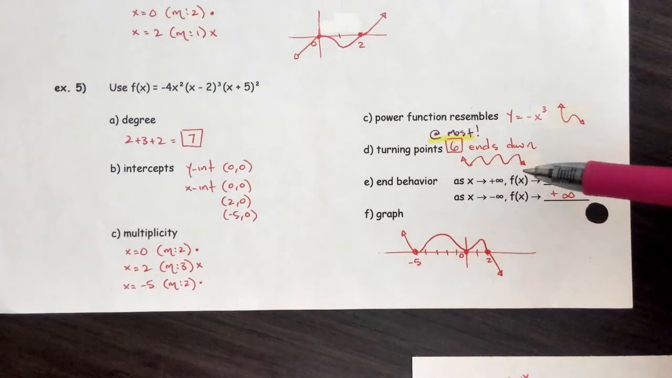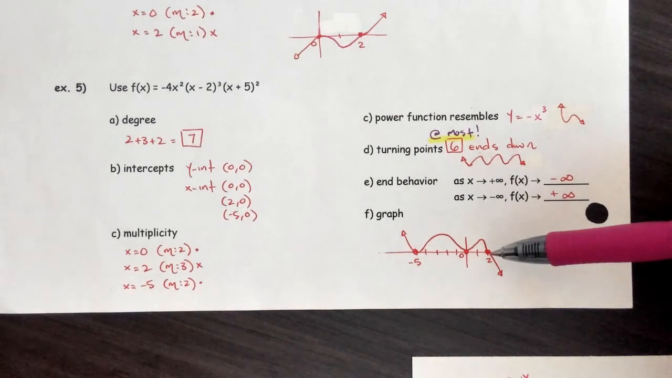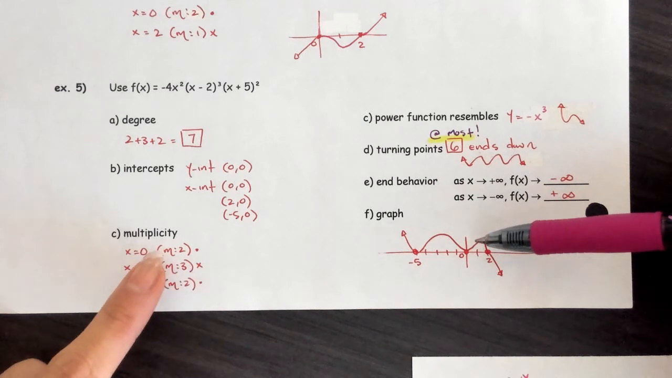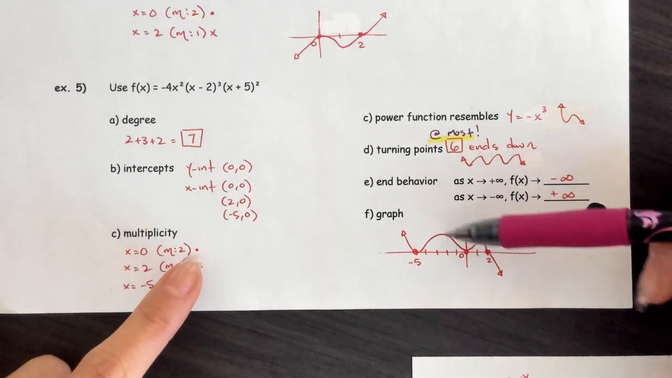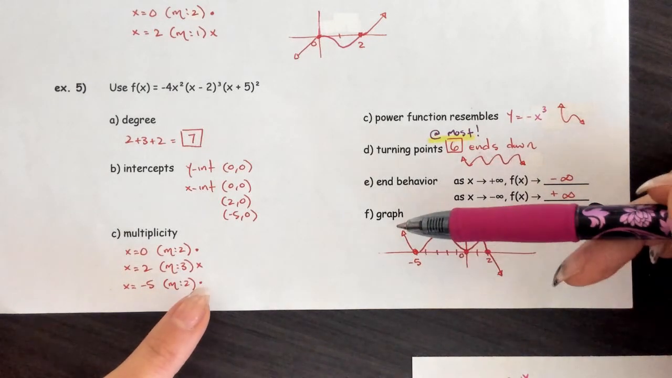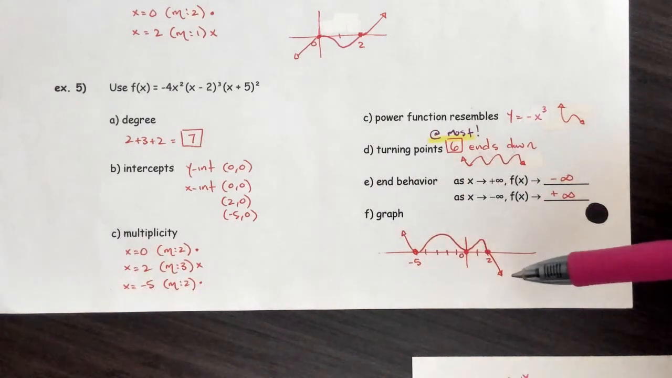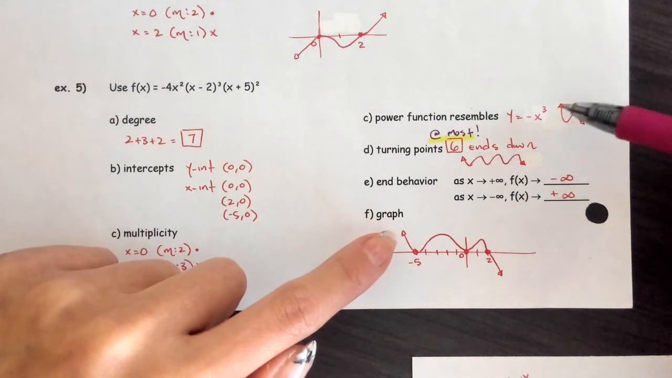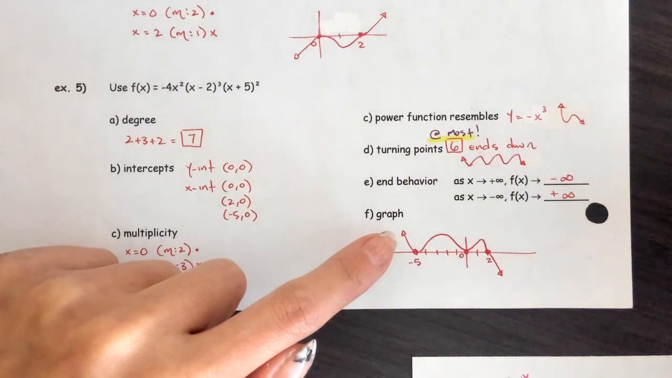So your graph ends down at 2. See how it crosses? So it goes up. At 0, it bounces, goes back up. And at negative 5, it bounces, goes back up. And notice how these end behaviors are the same as these end behaviors right here.